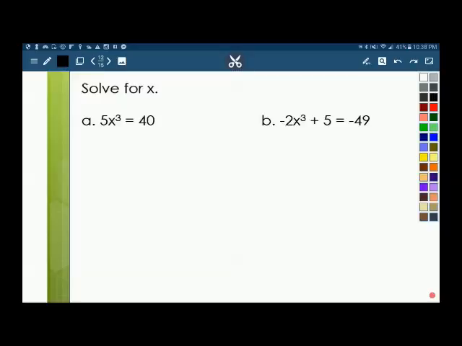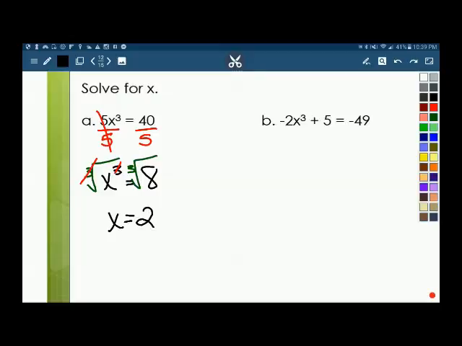I see 5x cubed equals 40. So the first thing, I'm not seeing any addition or subtraction, but I am seeing that the 5 is multiplying the x. So we need to divide that 5 off first, leaving me with x cubed is equal to 8. Now that I just have x cubed, I can cube root each side. That gets rid of the cube and the cube root on the x, and the cube root of 8 is 2. By this example, I'm hoping you're starting to memorize at least the first 4 or 5 perfect cubes and what their cube roots are.